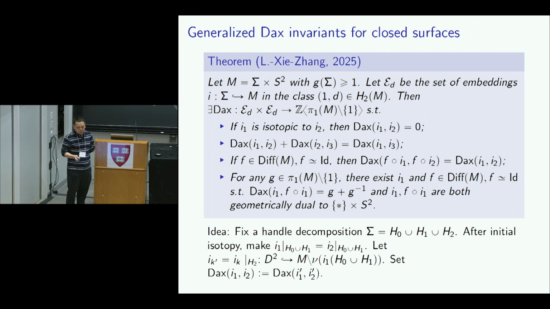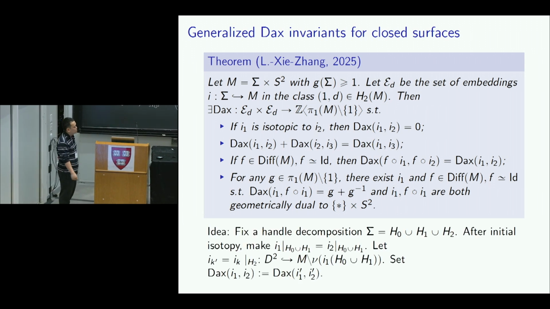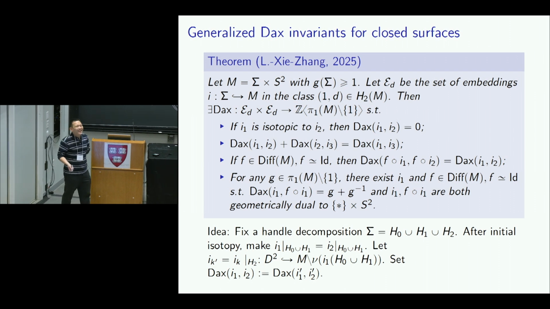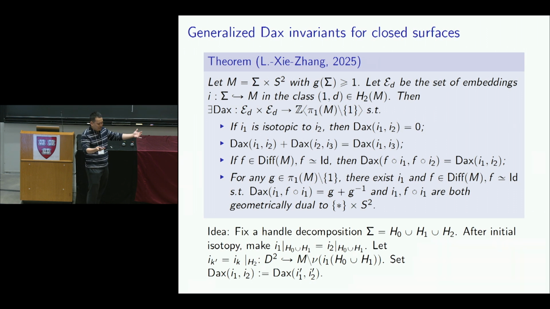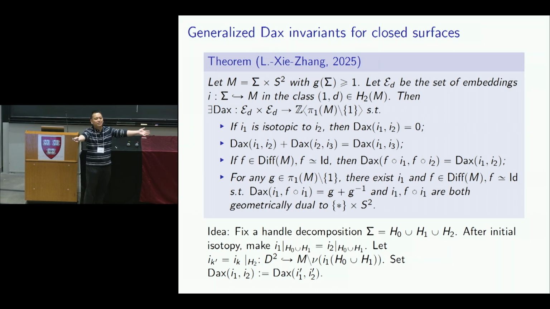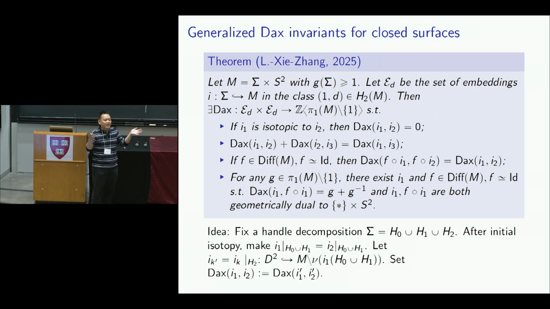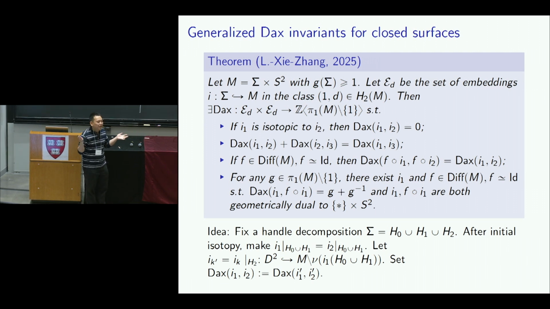So what's the idea? The idea is kind of naive. Let's say we have two embedded surfaces that are homotopic to each other. We want to understand whether they are isotopic to each other. How do we do that?